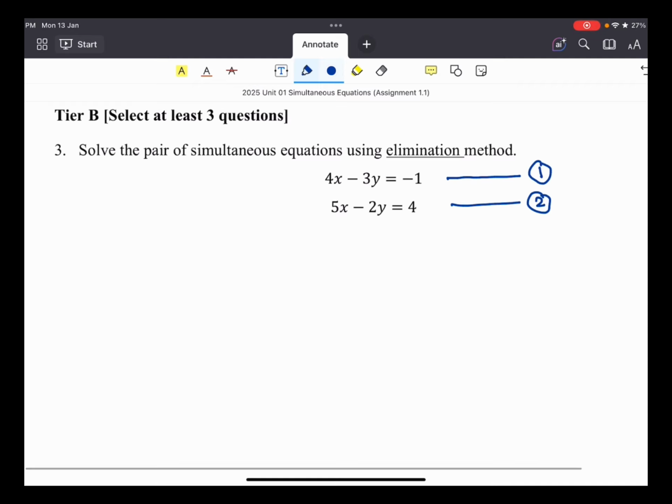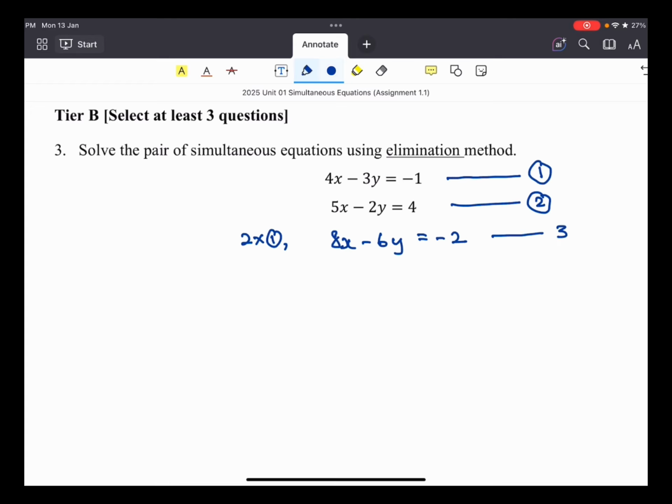So I'm going to go 2 times equation 1. That will give us 8x minus 6y equals negative 2. I'm going to call this equation 3. Then we go 3 times equation 2. That will give us 15x minus 6y, 4 times 3 is 12. So I'm going to call this equation 4.